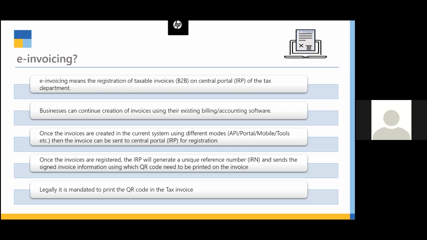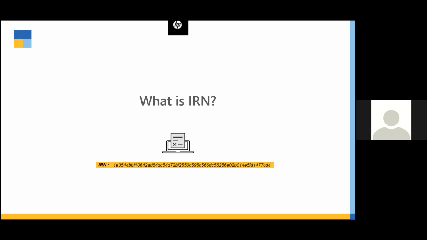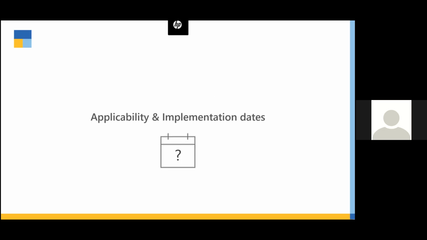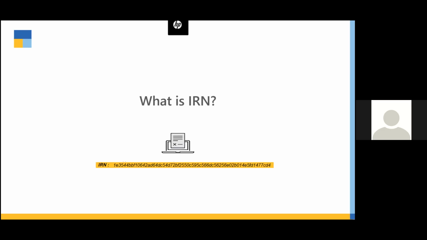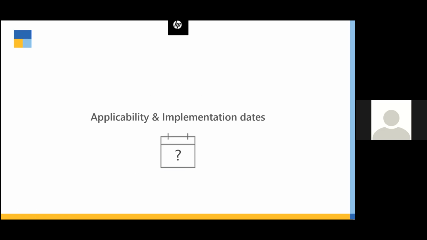It is legally mandated for these businesses that the QR code has to be printed on the tax invoice. So what is IRN? It's an invoice reference number. It's 64 digits, which is generated by the IRP system based on the details you have given on the invoice.